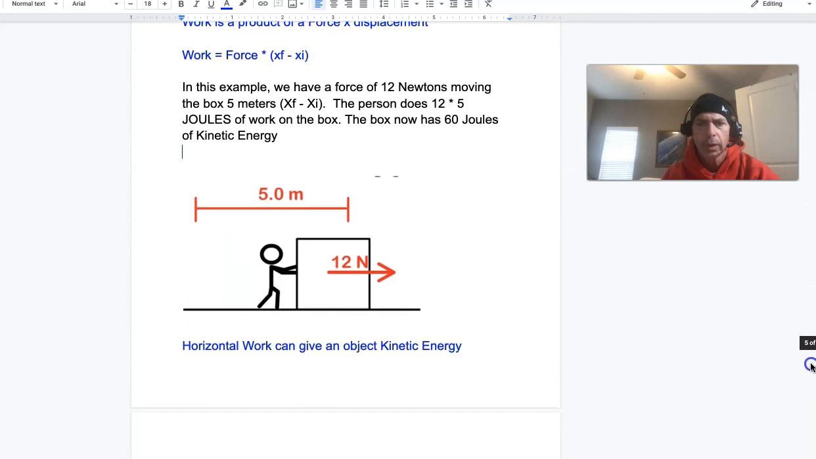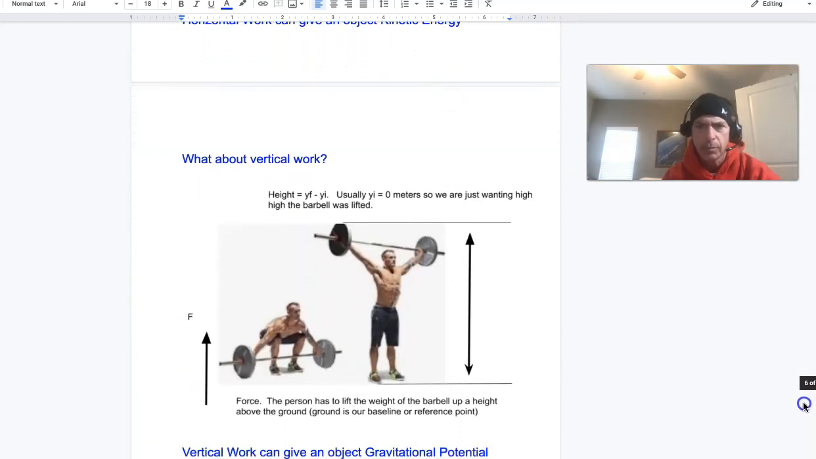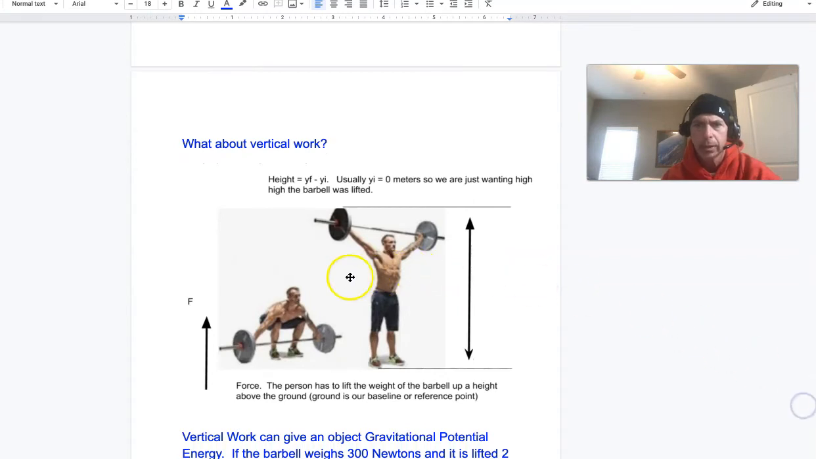Well, we can also do vertical work on an object. So for example, we can take a barbell and lift it up. We're lifting the weight of the barbell, that's a force. We're lifting the weight of the barbell up a certain height. And usually this height, again, we'll use y's instead of x's, but it's really a displacement. Again, we often use the floor for our baseline. So we just want to lift the weight of the barbell up a height. Again, that would be physical work, but it would be vertical work.